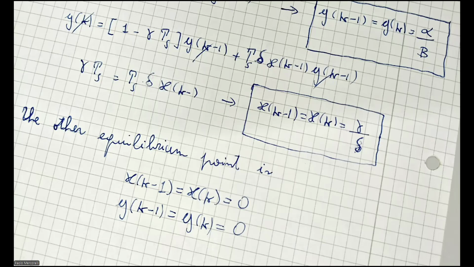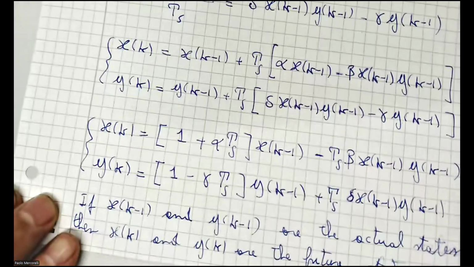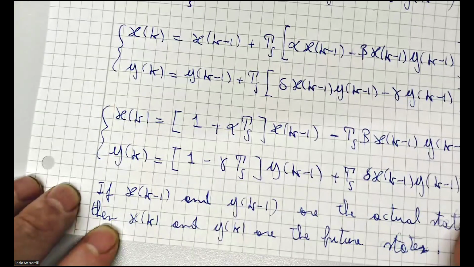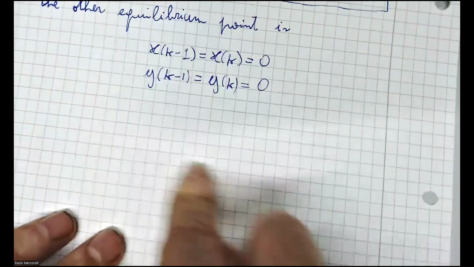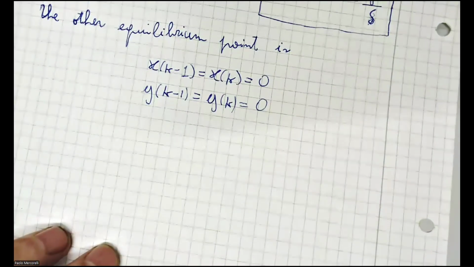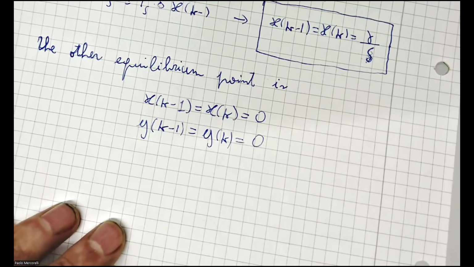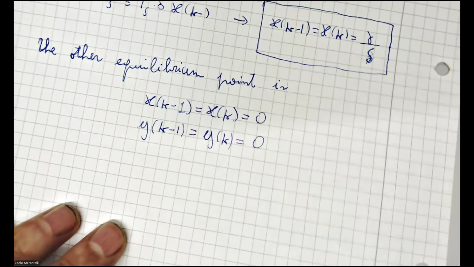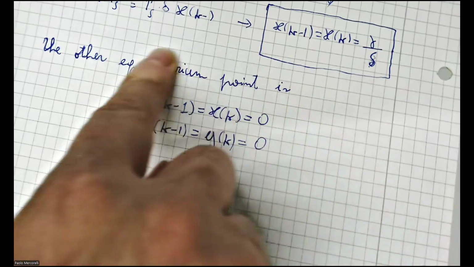0 is trivial because if you put 0 everywhere, we have 0 everywhere. No? If x_k equals x_{k-1} equals 0, we have 0 equals 0 in both. Why is it not trivial? I don't have time to tell you that. Mathematically, if y is 0 but x is not exactly 0, of course it's an equilibrium point, but it's an unstable equilibrium point. In this sense, it's not a trivial equilibrium point.